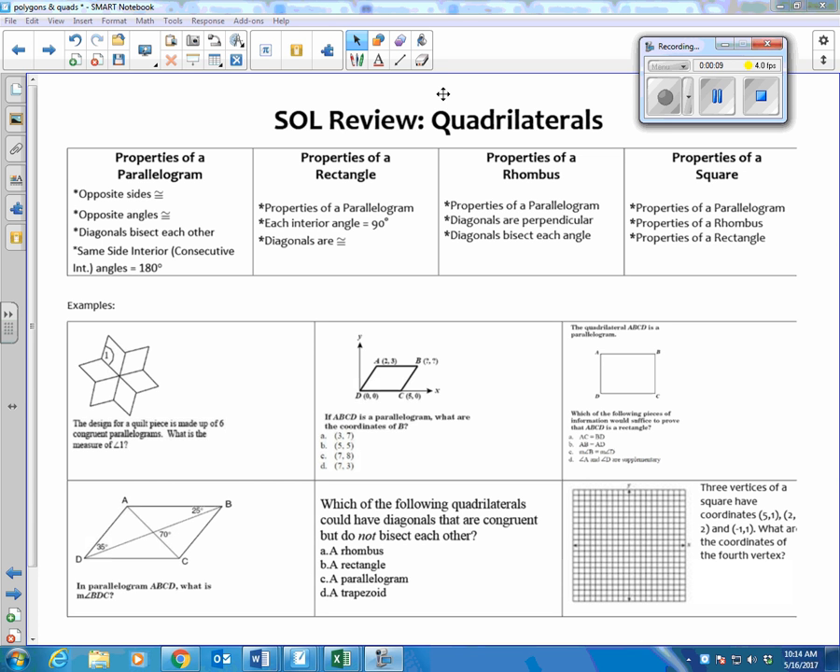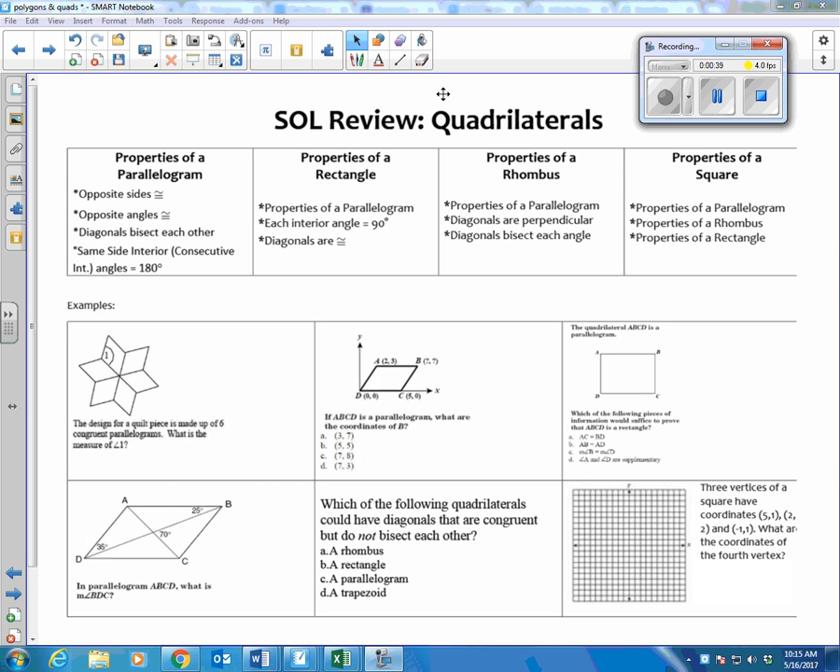Okay, so remember, a quadrilateral is a four-sided polygon, and there are four particular quadrilaterals that we discussed this year: a parallelogram, a rectangle, a rhombus, and a square. So remember the parallelogram: they have opposite sides that are congruent, opposite angles that are congruent. Their diagonals bisect each other, although they don't have to be congruent. And their same side interior or consecutive interior angles equal 180.